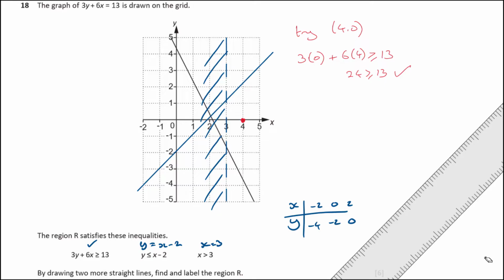Let's just try the other one. When y is less than x minus 2, then 0 would be less than or equal to 4 minus 2. Is that true? Is 0 less than or equal to 2? Yes, it is. So it is that area there, because my reference point 4, 0 agreed with both those inequalities, and we already know that 4 is greater than 3, so it meets the third one as well. So yes, it is this region here. So I'm going to label this one here R.